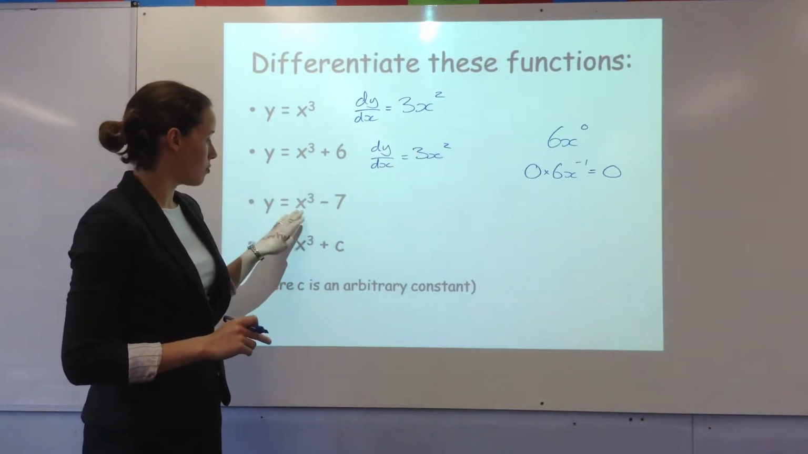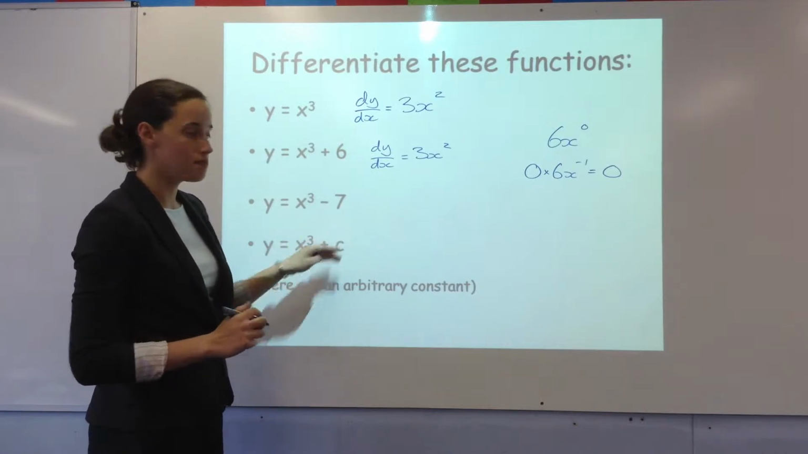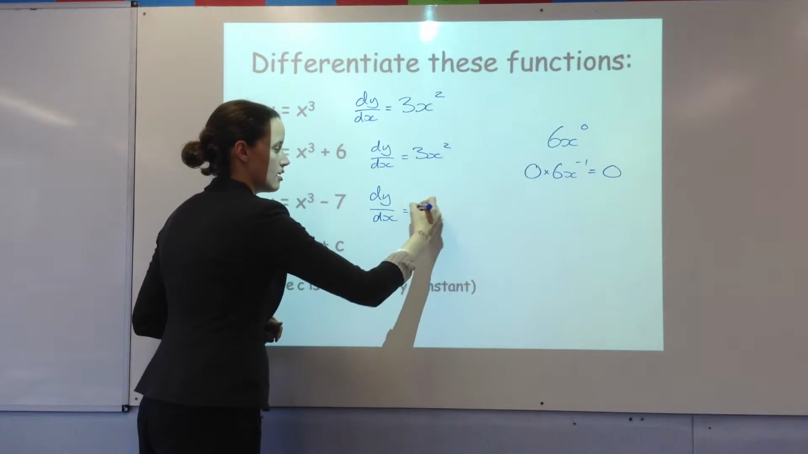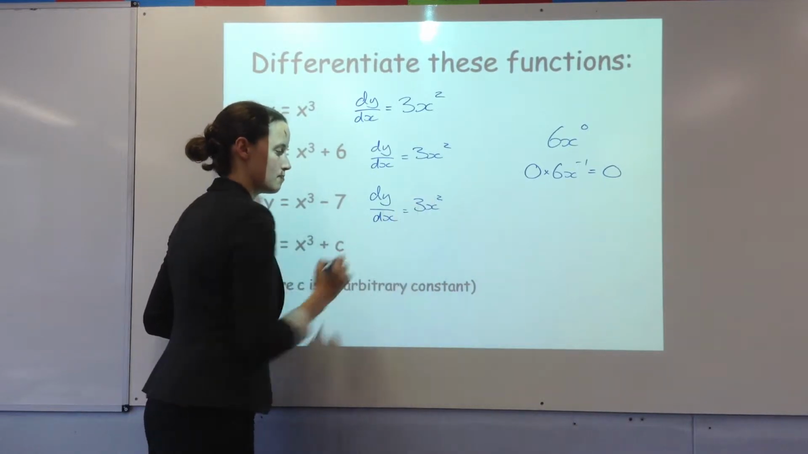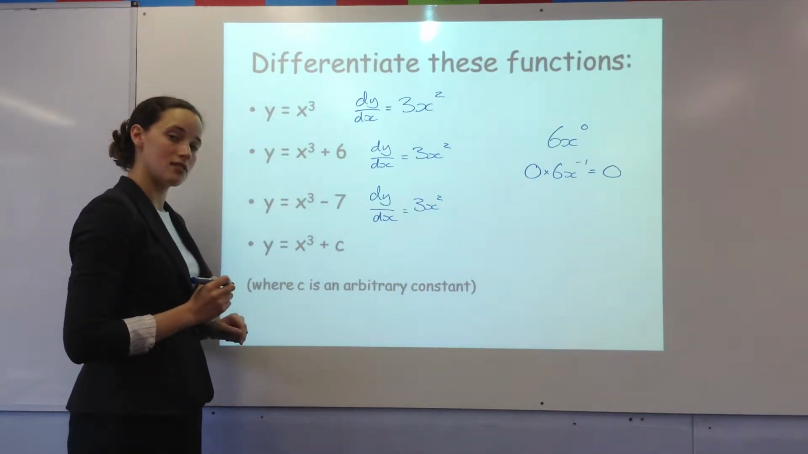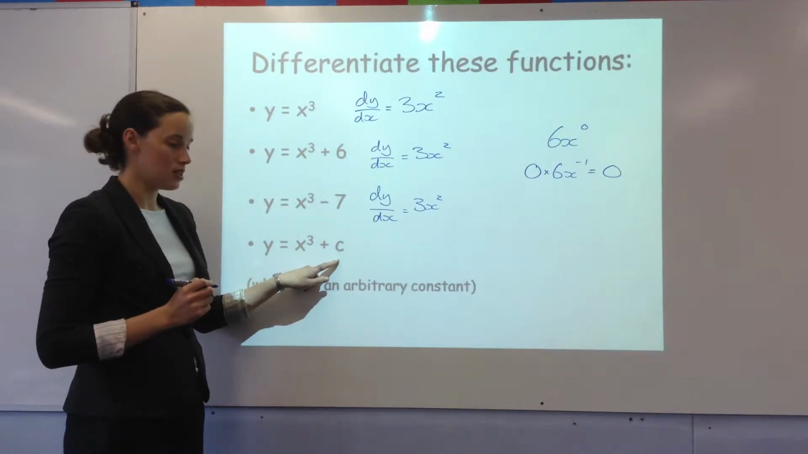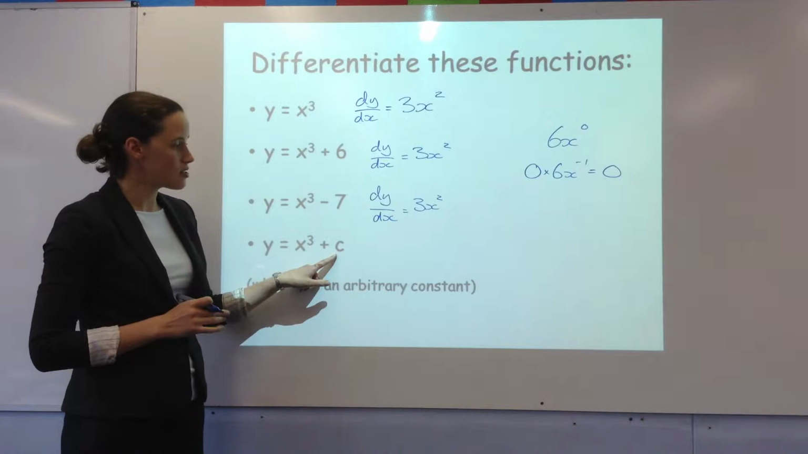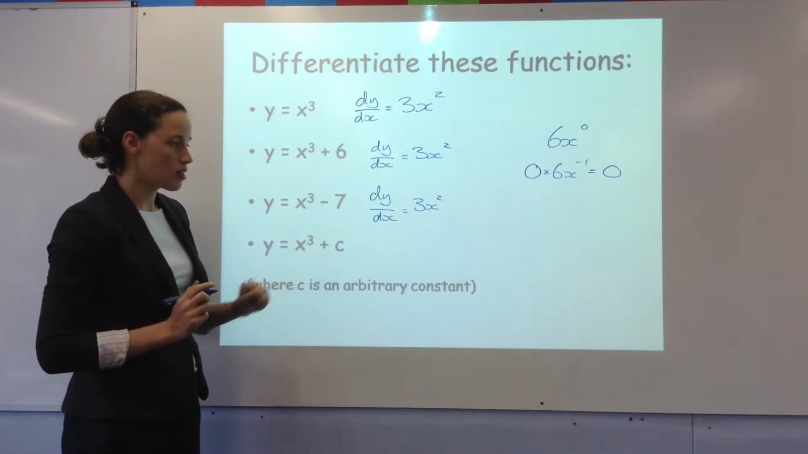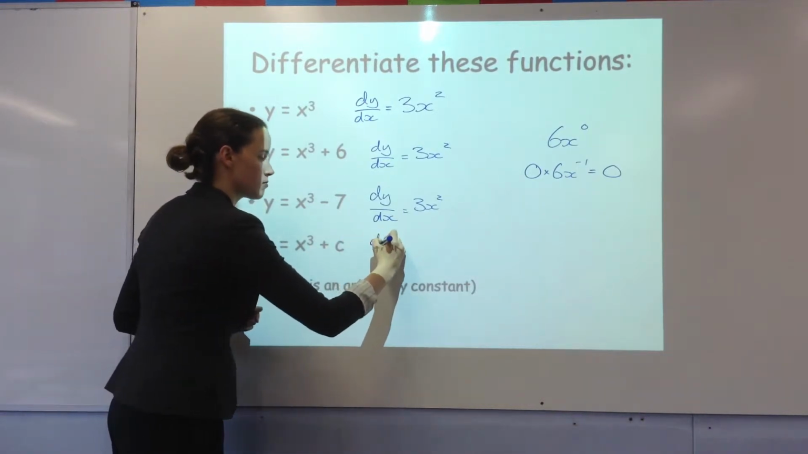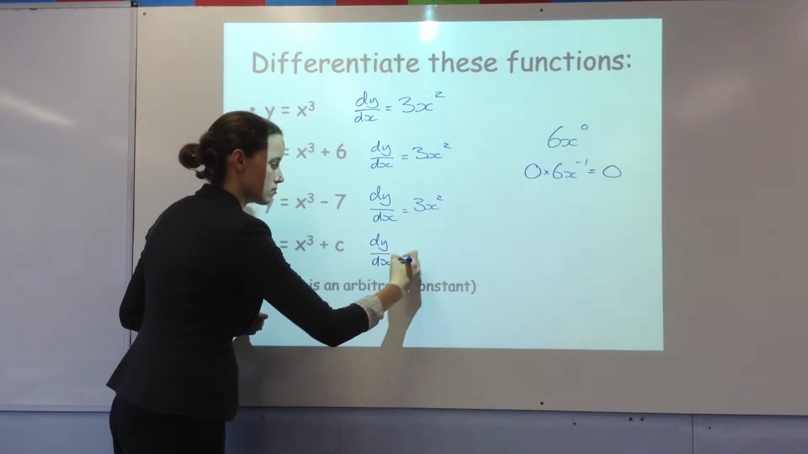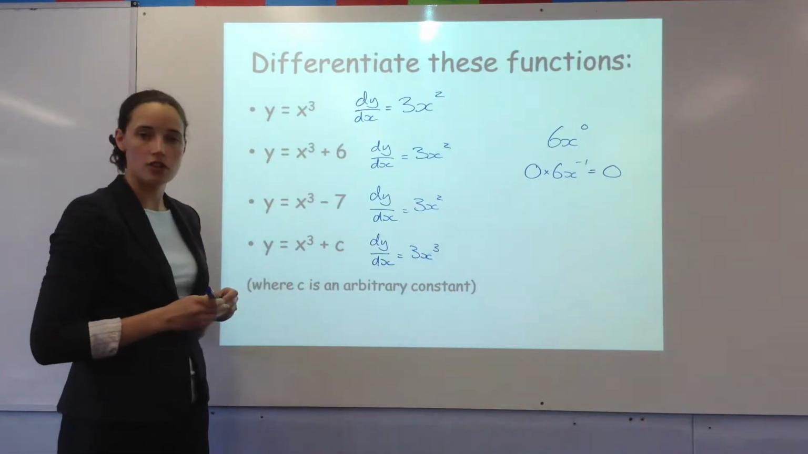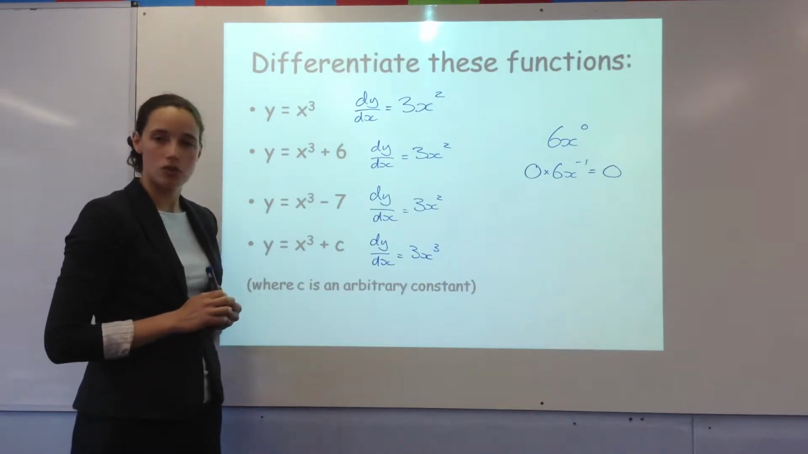And in fact, this one, where we've got x to the power of 3 minus 7, we're still just going to get dy by dx is equal to 3x squared. And in fact, it doesn't matter what this is. We can call it an arbitrary constant. Any number that doesn't have any x's or any other variables in it is going to disappear when we differentiate it. And so for all of these, we're going to get dy by dx is equal to 3x squared.